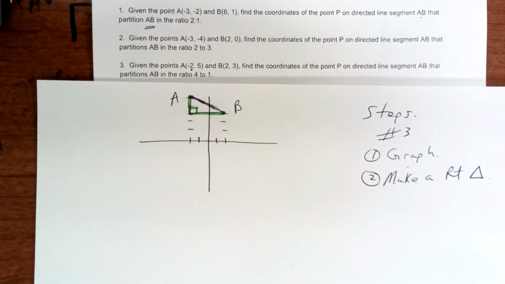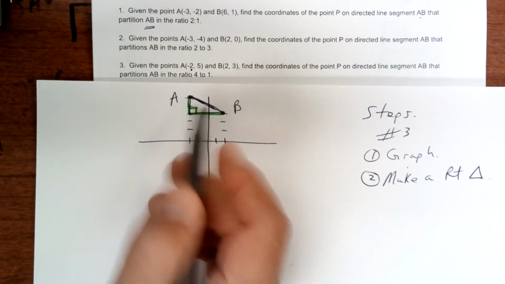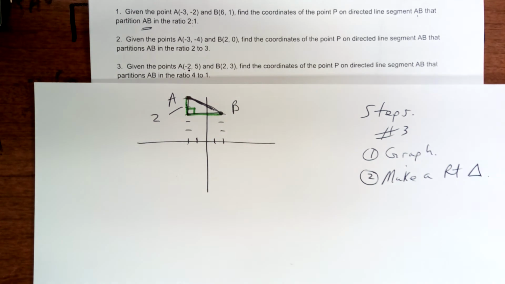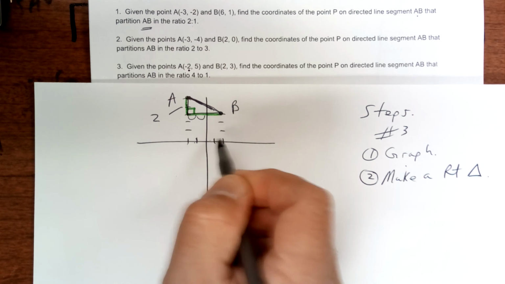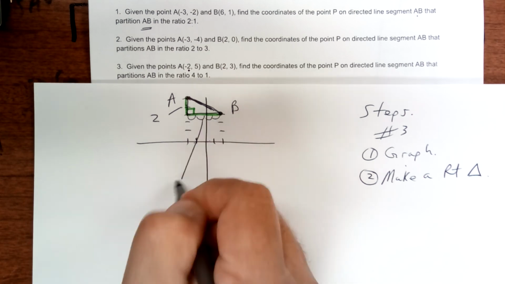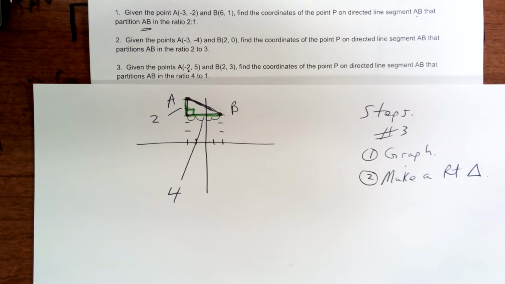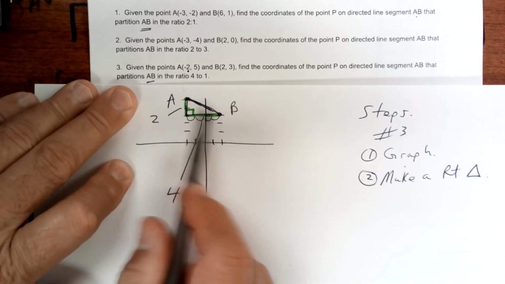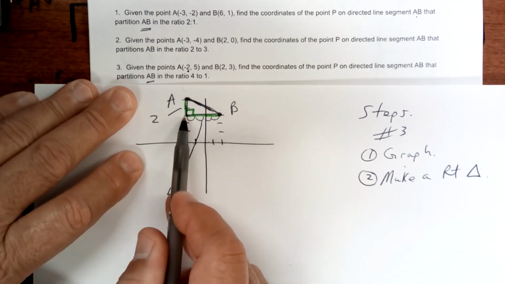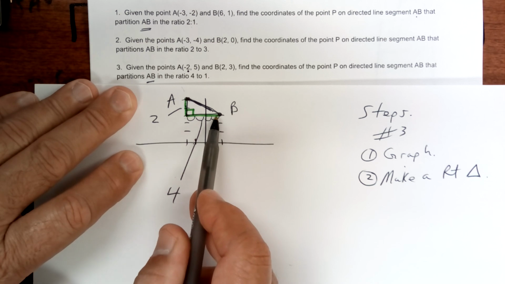Okay? So now that I have a right triangle, what we're going to do is count the vertical. And the vertical looks like 2 spaces. So put a 2 right here. And the horizontal looks like 1 space, 2, 3, 4. It looks like 4 spaces. So put a 4 right there. Okay? So we have the vertical and the horizontal. Now, they're going from A to B again. Sometimes they go backwards, so be careful with that. We're starting from this side and going this way. All right, in any event, let me think here.